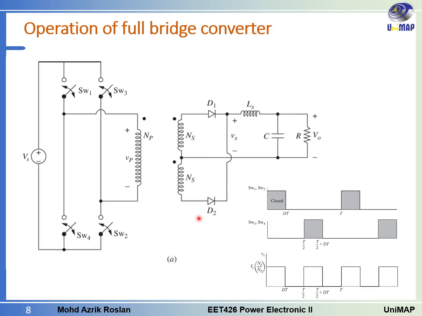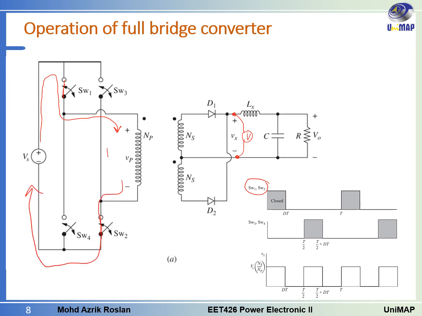Okay, now in this slide we will see how we can attain the voltage Vx. I mentioned before that Vx is the voltage at this point, which you measure from here to this point. Okay, so this is the Vx. Now we consider the first case, when switch 1 and switch 2 are closed. We know that the current will flow like this, and then here like this.